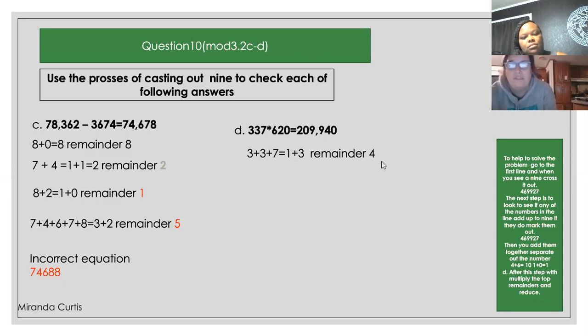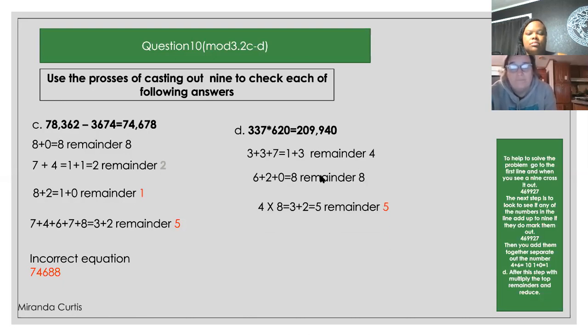So 1 plus 3 gives a remainder of 4. Then we're going to go to the next one. There were none of them that equal 9. So 6 plus 2 plus 0 equals 8, gives a remainder of 8. Now we're going to go to the bottom. So we had some 9s, we casted them out. And then we had 2 plus 4, yes, gives us 6. So it's going to give a remainder of 6.